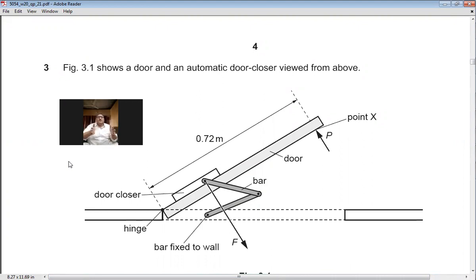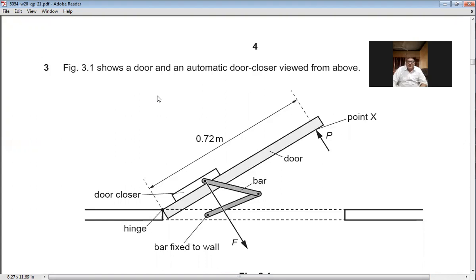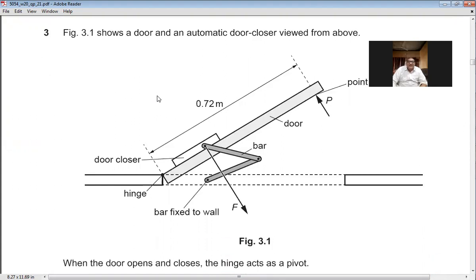You must have seen these doors, and if this is the door, he has taken the camera here, and from the top he's taking the view. So it's the top view of a door, and with this door we have attached a bar, which does not let this door close very fast or open very fast. You must have seen these things normally attached with the doors, so the doors do not slam against the hinge.